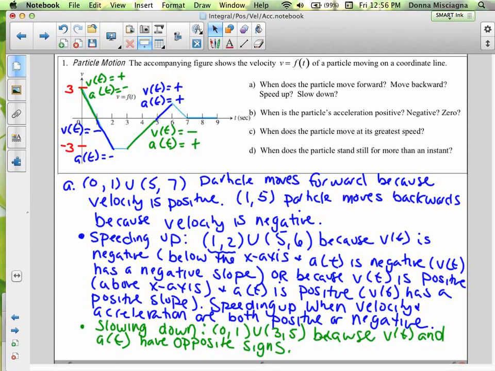Oops, we forgot to mark one. I missed one of our slowing downs. Sorry, whoops. We have one more slowing down, so let's just squeeze that in. So from 0 to 1, I almost forgot to mark this one. And so here v of t is positive, a of t is negative.